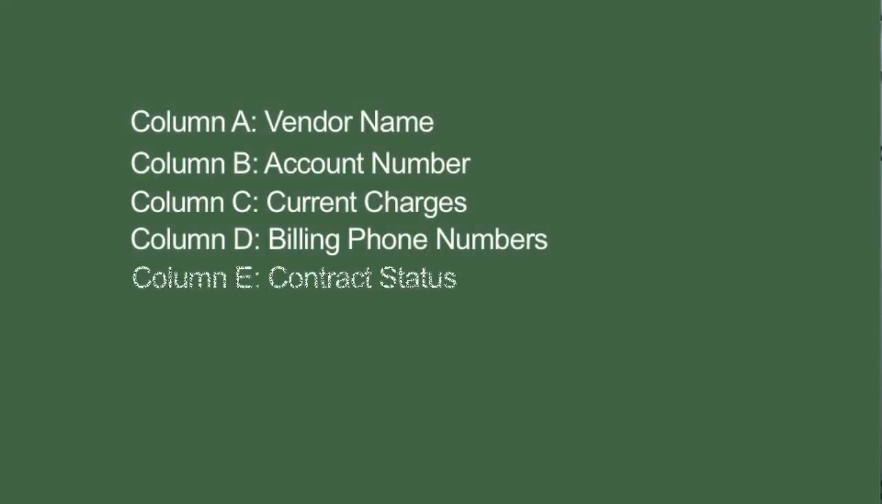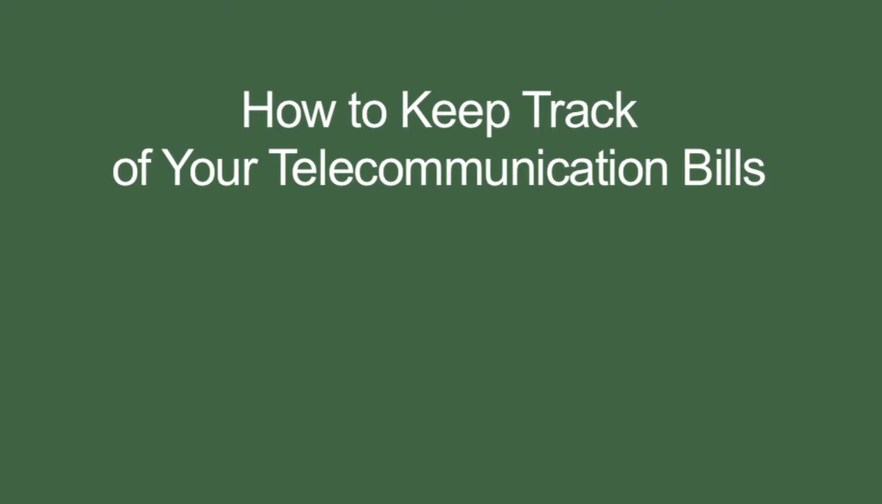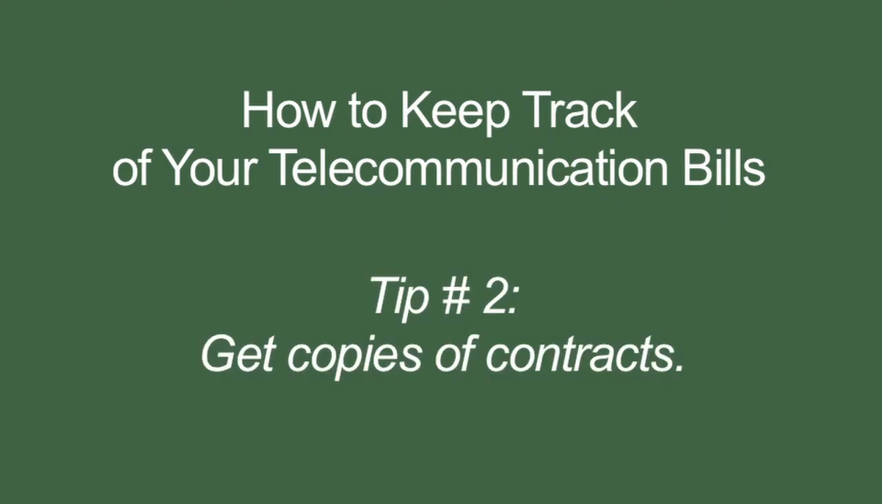You're going to have a column for the contract status of each account, and that's a key part of auditing. The contract tells you what you should be paying, the invoices are what you're paying, and the audit is just comparing those two things. So you're going to want to get copies of contracts. Hopefully you have them on site. If you don't, that's not uncommon either. You have to contact your vendor and get copies of those.